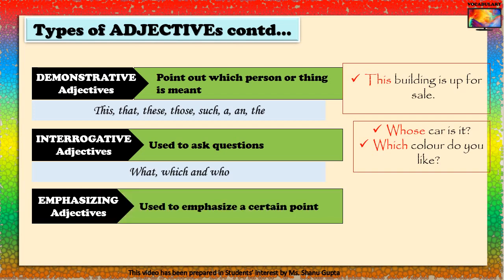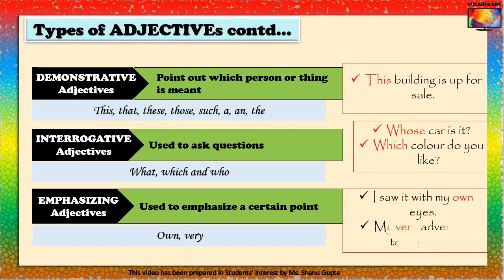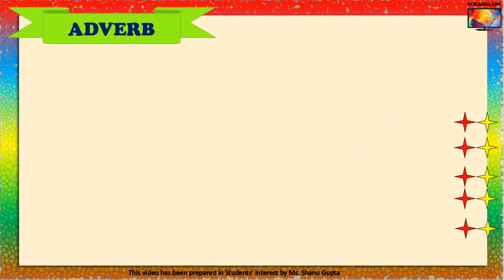And finally, there are emphasizing adjectives such as own or very, which are used to lay emphasis on a certain point. I saw it with my own eyes and my very adversary took my part are examples of emphasizing adjectives.